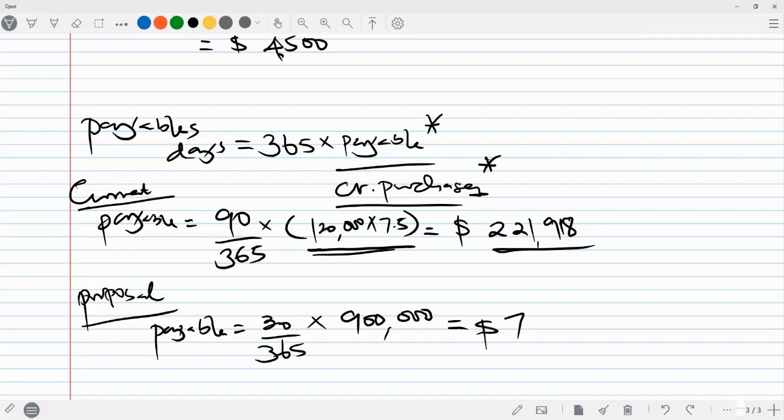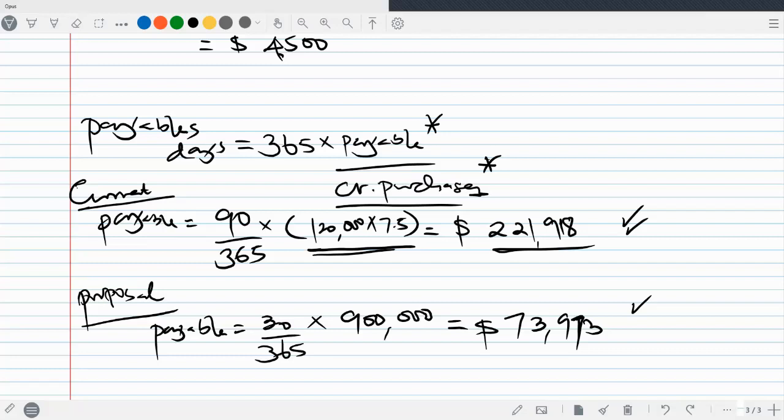73,973. If the company was to accept the proposal from the supplier, then the amount they will be owing the supplier at any point in time is 73,973. Is it something good or something bad? That's something bad, in the sense that the supplier used to give you 221,000, but if you accept the proposal, the amount they'll be giving you is 73,000.